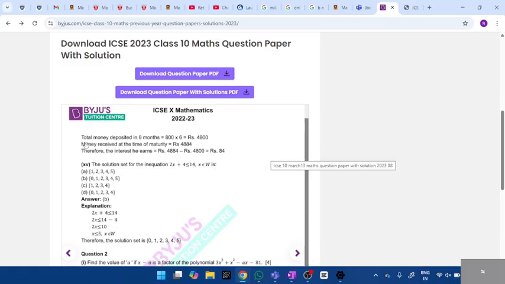Remember this. Total money deposited. Principal is P into N, 4,800. Okay, 4,800. Next question.